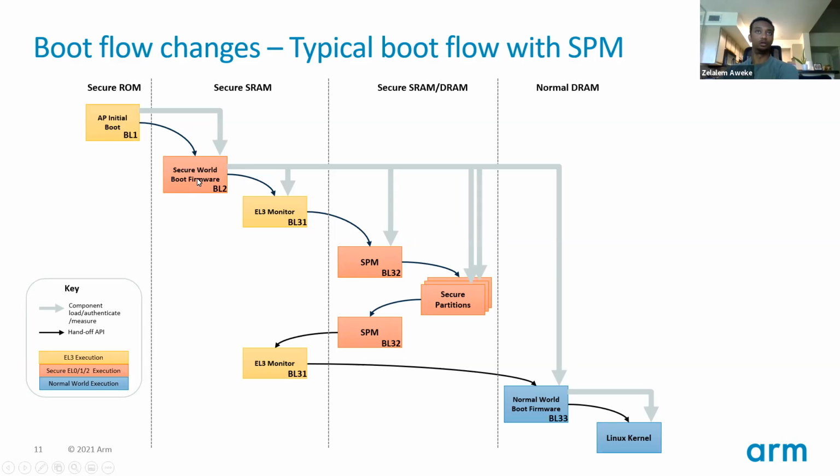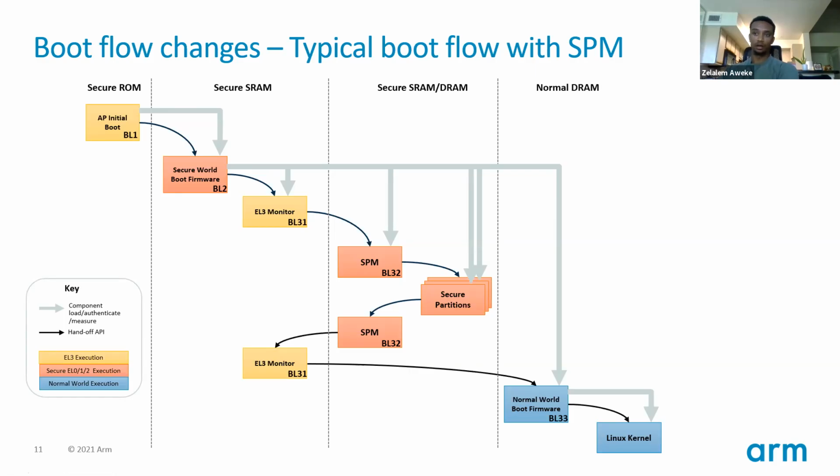After that, it will transfer control to BL31. Then BL31 will initialize the SPM, and SPM initializes the secure partitions, and we come back to the EL3 monitor. Then the EL3 monitor gives control to the BL33 or the normal world boot firmware. Then this boot firmware will load and run the Linux kernel. So this is what it typically looks like today.